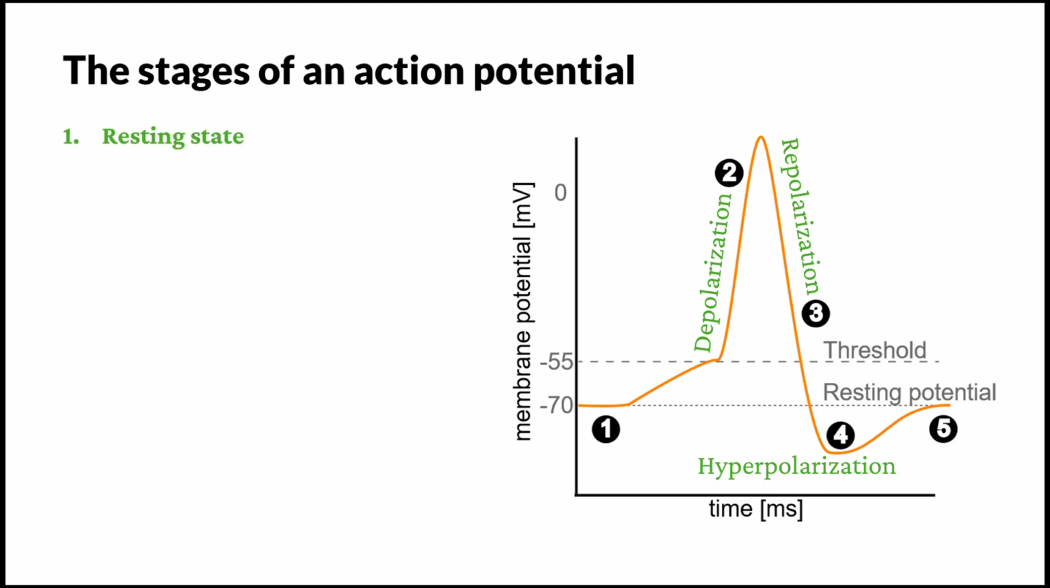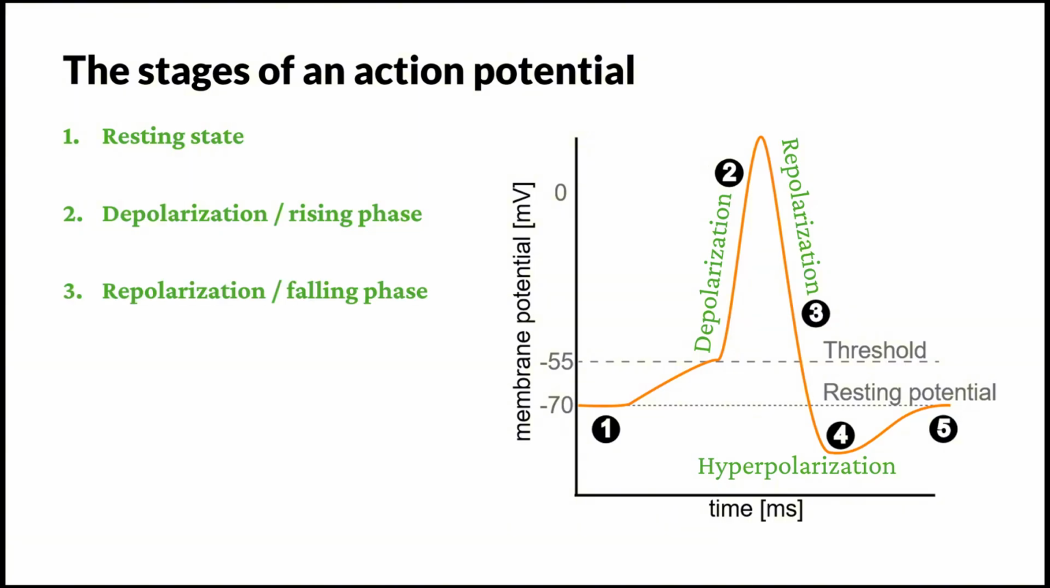Starting at -70 microvolts, we have the first segment, resting state. It corresponds to number 5 in the graph. Then, after a stimulus is received, we get to the depolarization, or rising phase. This corresponds to number 2 in the graph, where the membrane potential rises to positive.